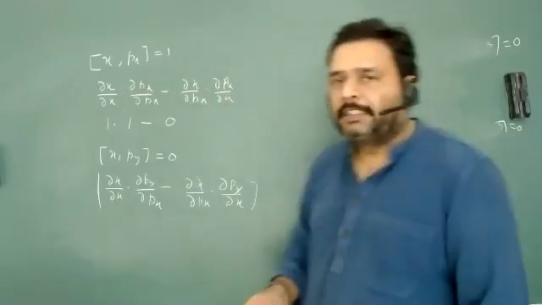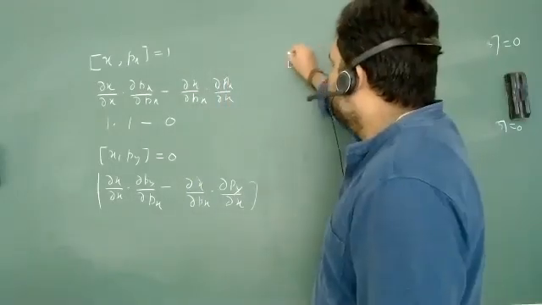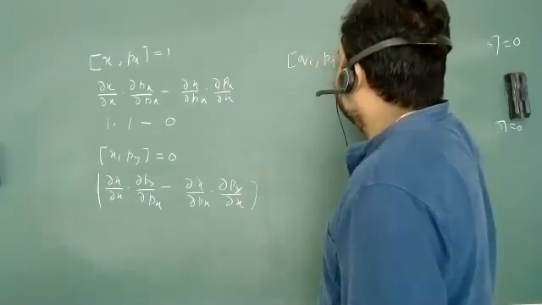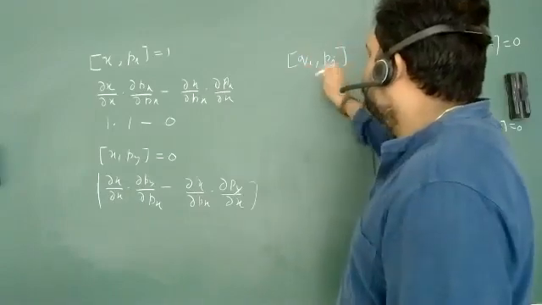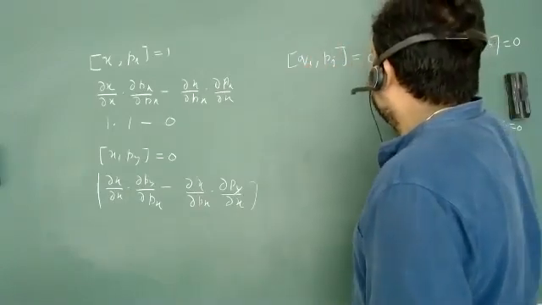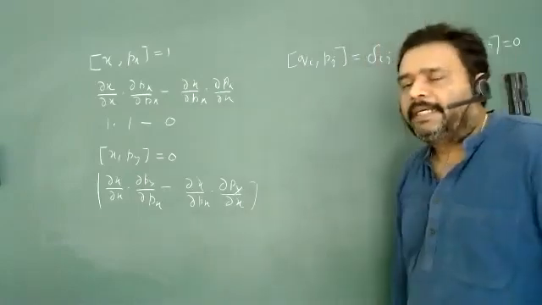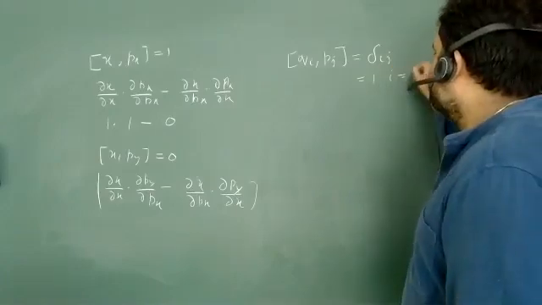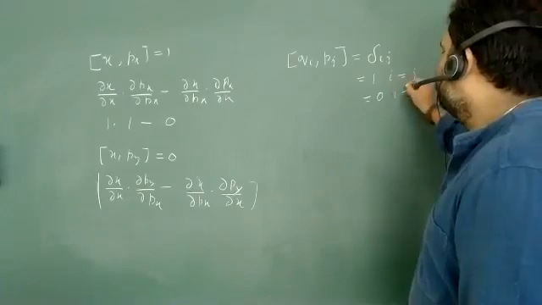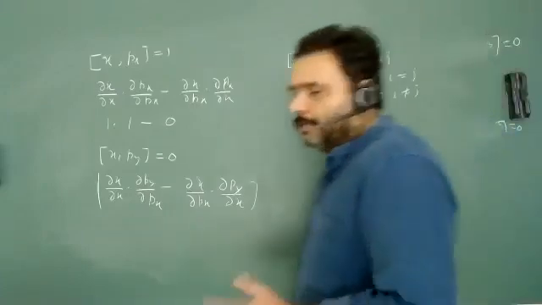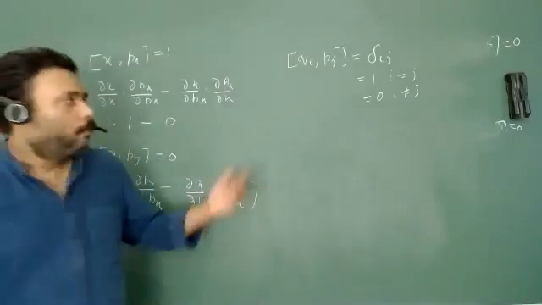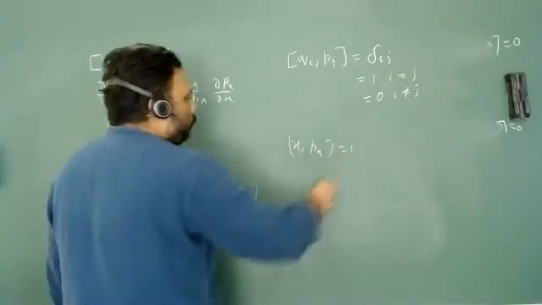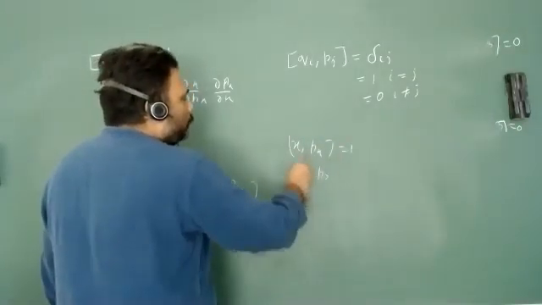So we can generalize it. How can we generalize it? We can go for qi and pj. The Poisson bracket between qi and pj is identified as delta ij. What is delta ij? This is the Kronecker delta, and it is equal to 1 if i is equal to j, and equal to 0 if i is not equal to j. So the only existence will be x px equal to 1, y py equal to 1.